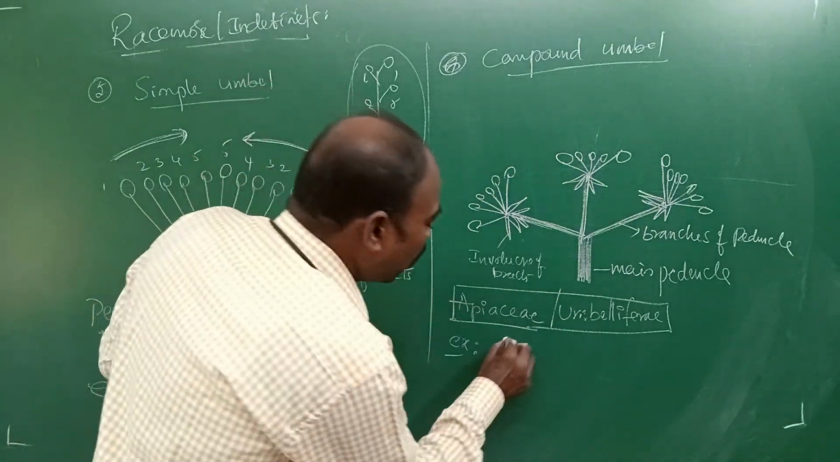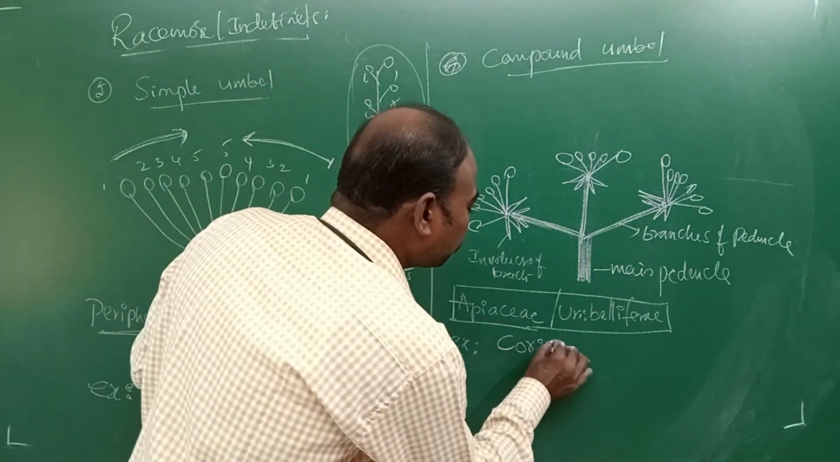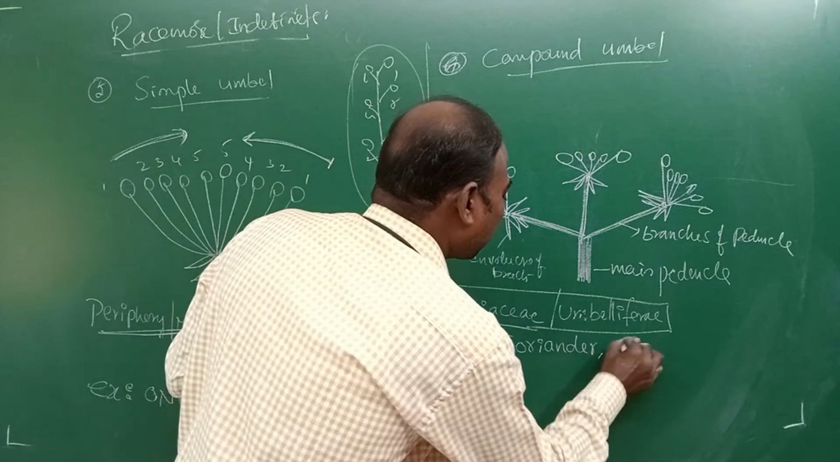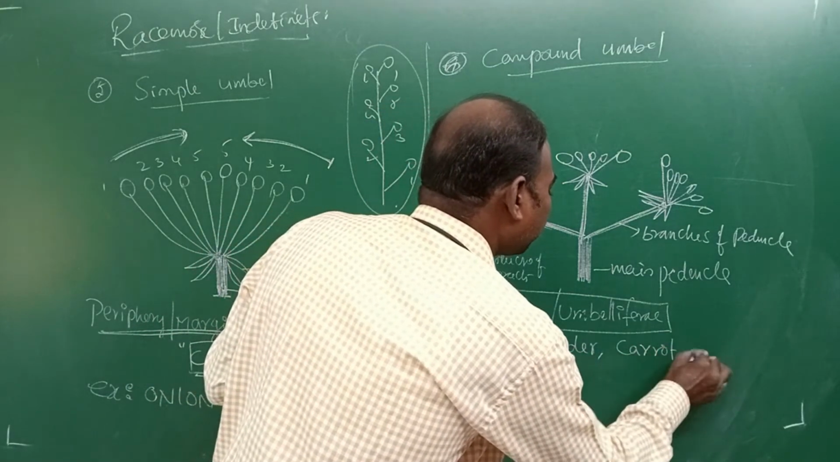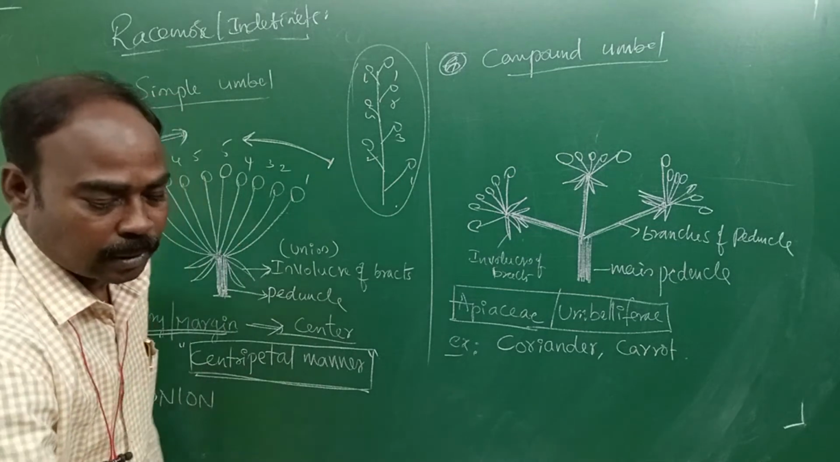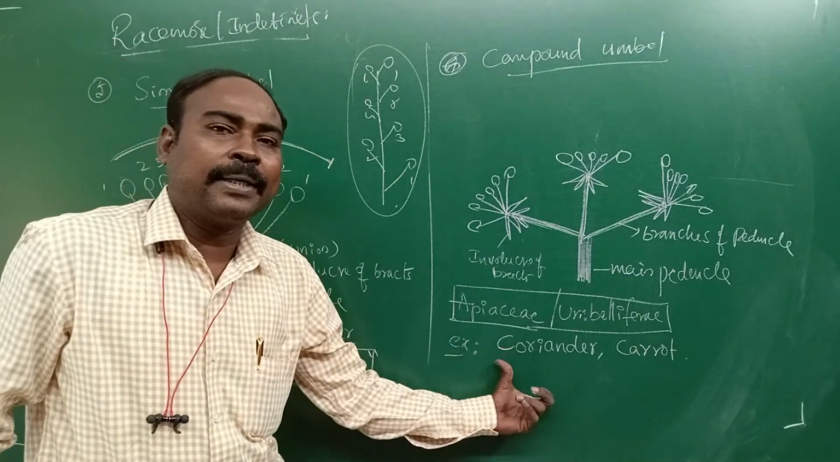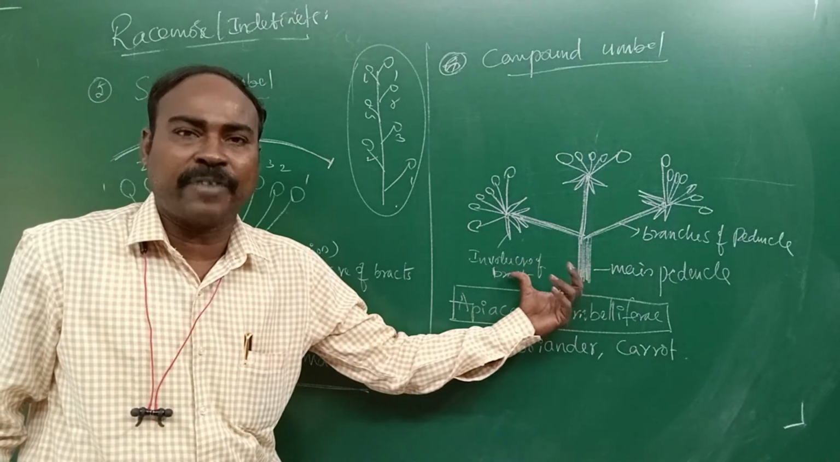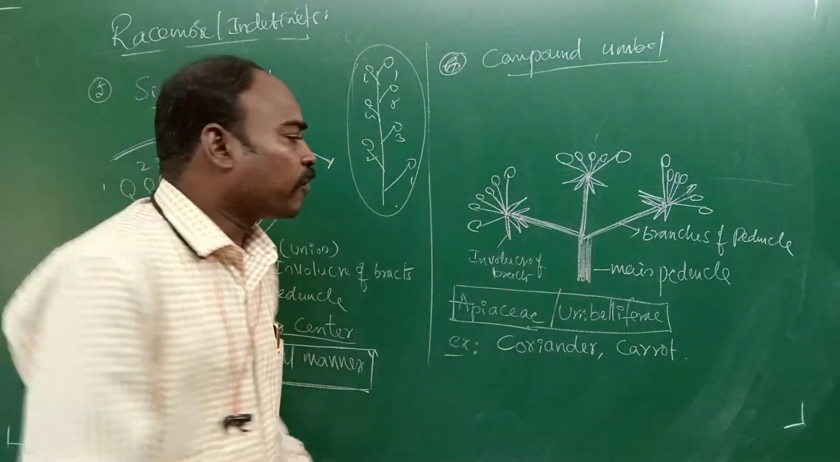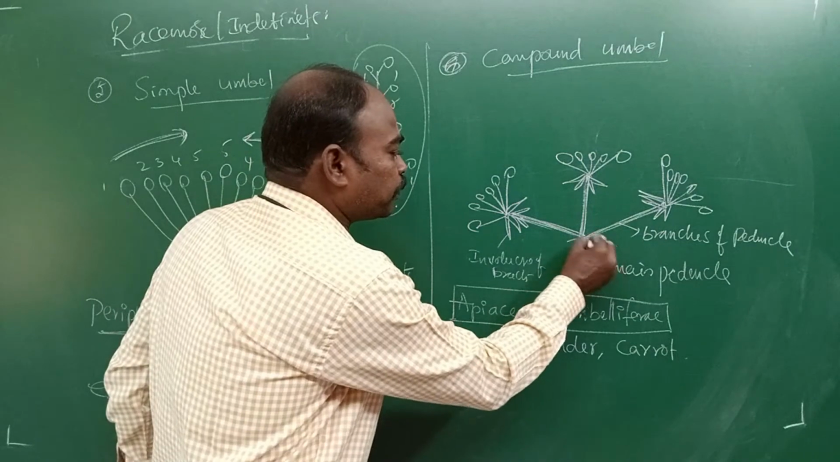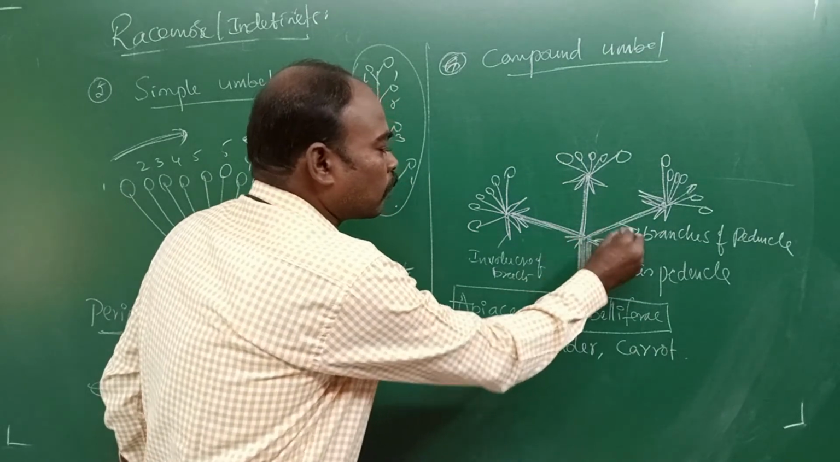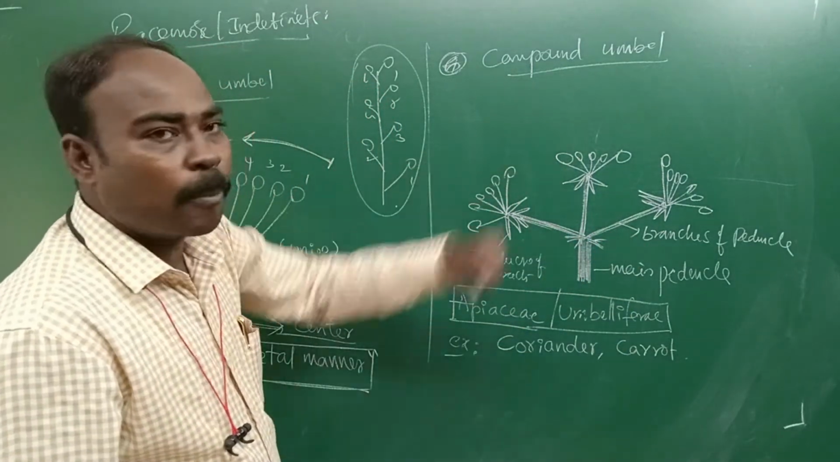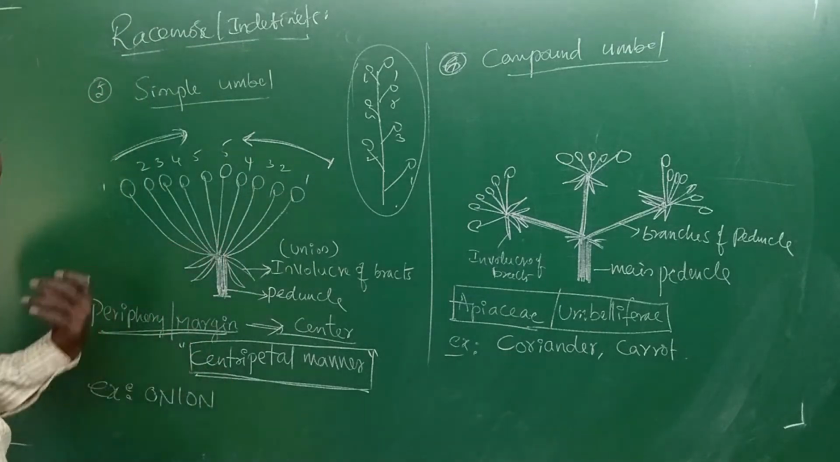For example, coriander, carrot, etc. Carrot and coriander belong to this family, that is Apiaceae or Umbelliferae. Here this type of inflorescence is seen. Right? That is compound umbel. This one is simple umbel.